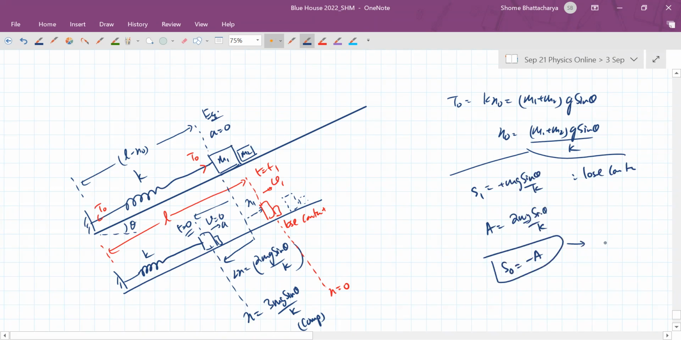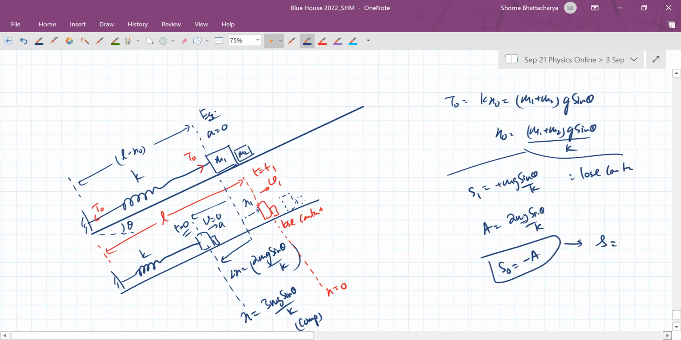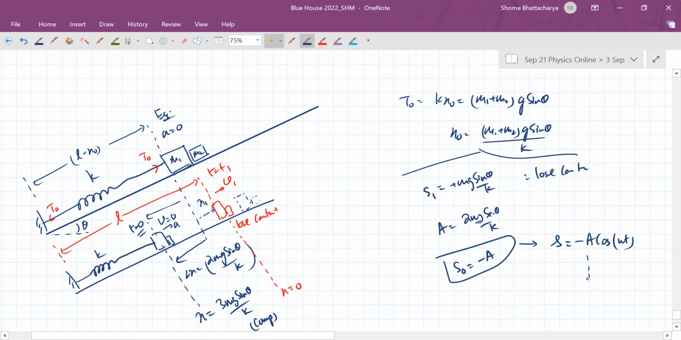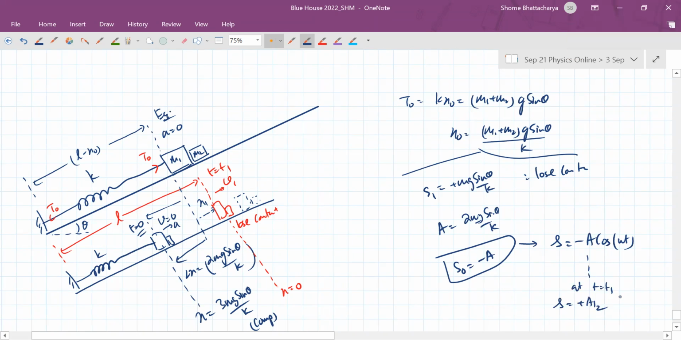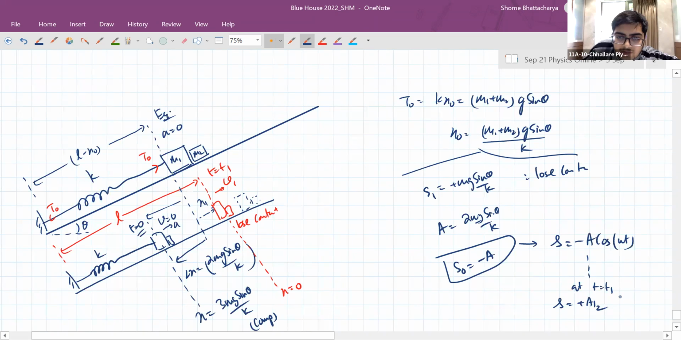Okay. So given the initial position is minus A, your x as a function of time will be what? It will be minus A cos omega t. Okay. So at the time t1 when they lose contact, sir, it should become plus A by 2. Yes. The position will be A by 2, right?